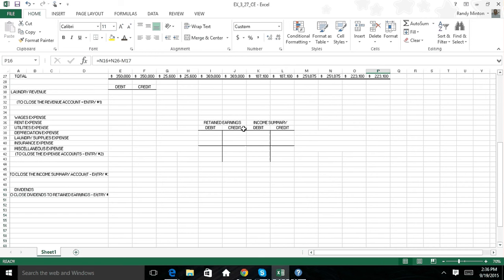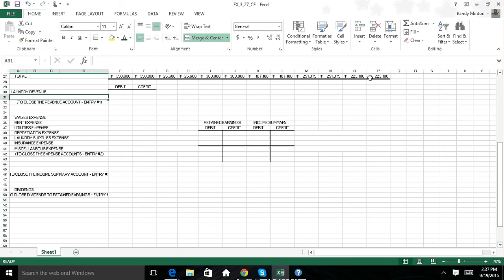So the first thing that you have to remember is that there are 4 closing entries. The first one is to close revenue. The second one is to close expenses. The third one is to close the income summary account. And the fourth is to close the dividends account. Now, all of those that we talked about, revenue, expenses, income summary, and dividends, are all what we call temporary or nominal accounts. So without further ado, let's begin to close out these accounts.